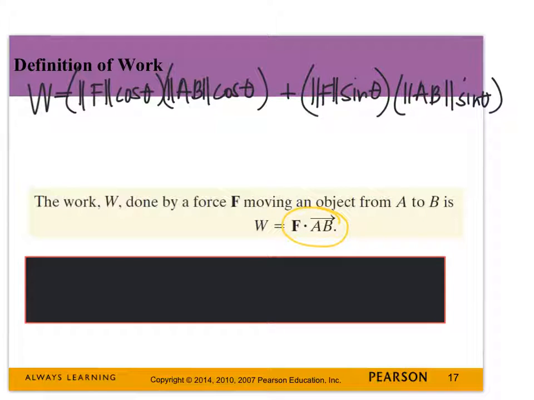So here we have the work definition. Work done by a force moving an object from A to B is given by the dot product of the force and the direction vector, the vector of the movement of that object from A to B. Okay? So we can look at the dot product two ways: the multiplication of the horizontal components of both vectors plus the multiplication of the vertical components of both vectors, or we called it a1 times a2 plus b1 times b2.